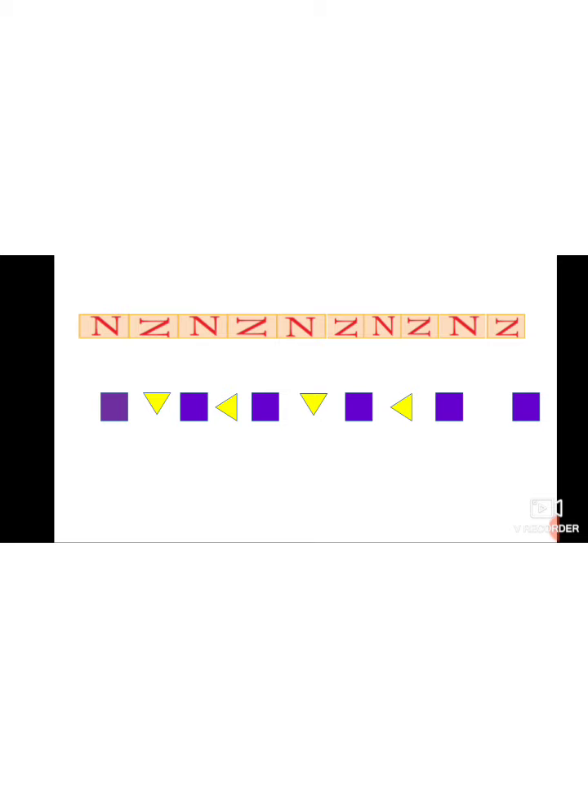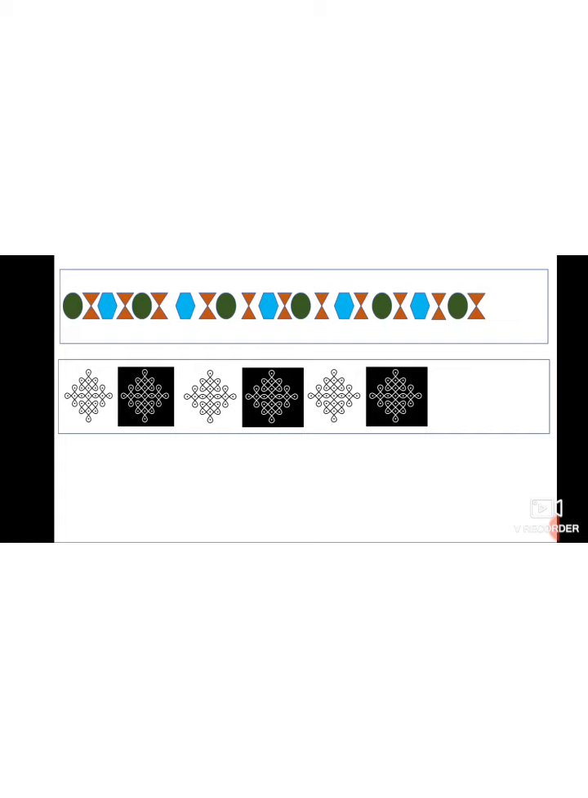Next, purple, the next one is looking towards the right. Third one, purple square, triangle looking down. Fourth one, purple, triangle looking towards the side. Next, purple triangle, what will come next? Yes, one triangle looking downwards, then purple square. The next triangle will be facing towards the right.